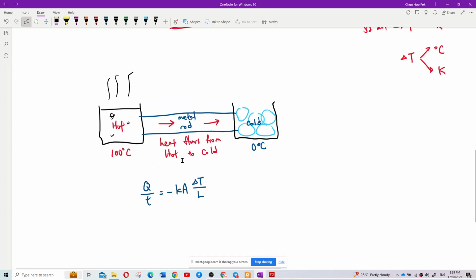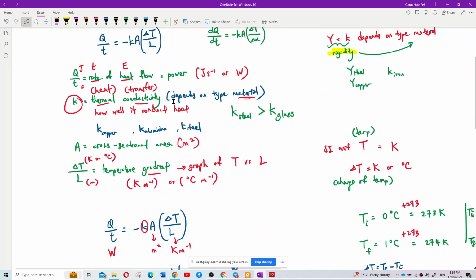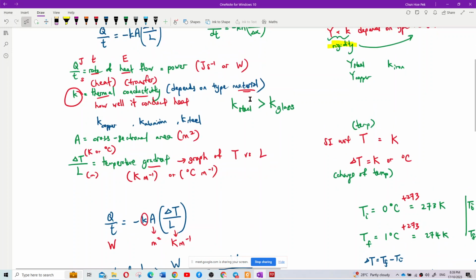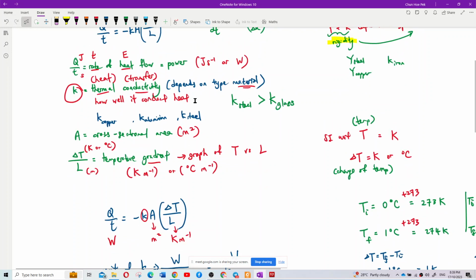So K is what again? K is thermal conductivity. It depends on the type of material, so how well it conducts heat, the Q. Heat is the Q.